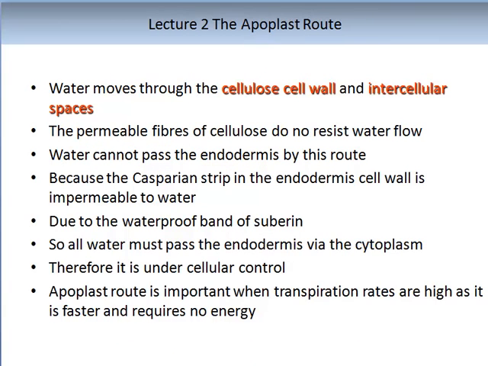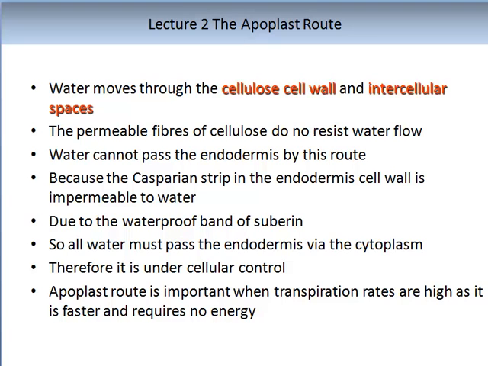Some details that are worth noting about the apoplast route: when water moves through this route, water can move through the cellulose cell wall and the intercellular spaces. The permeable fibres of cellulose do not resist the water flow. Water cannot pass the endodermis by this route, as the Casparian strip in the endodermal cell wall is impermeable to water. Impermeable means that water cannot travel through it. The impermeable nature of the Casparian strip is due to a compound called suberin.